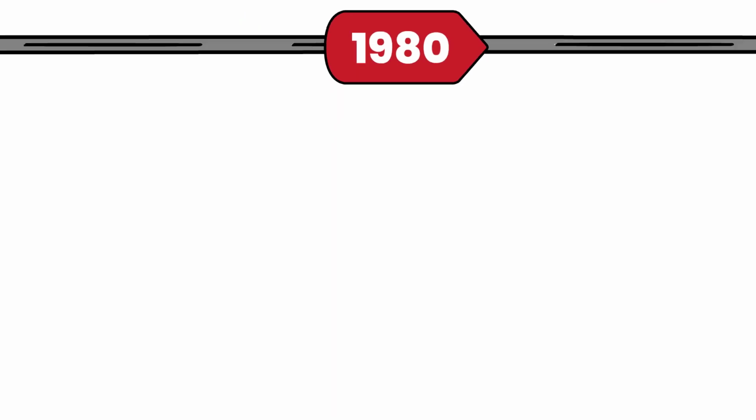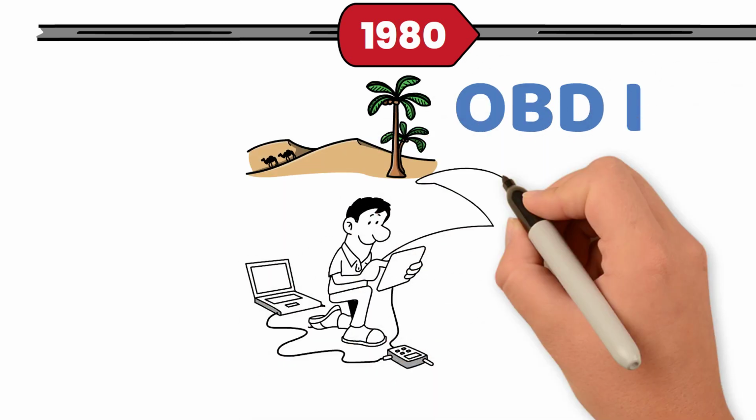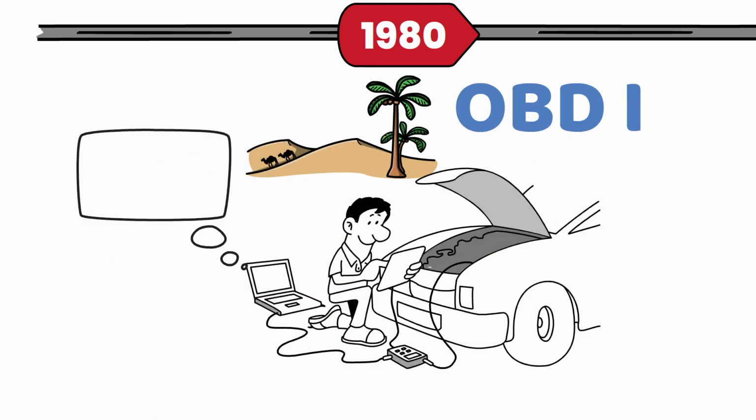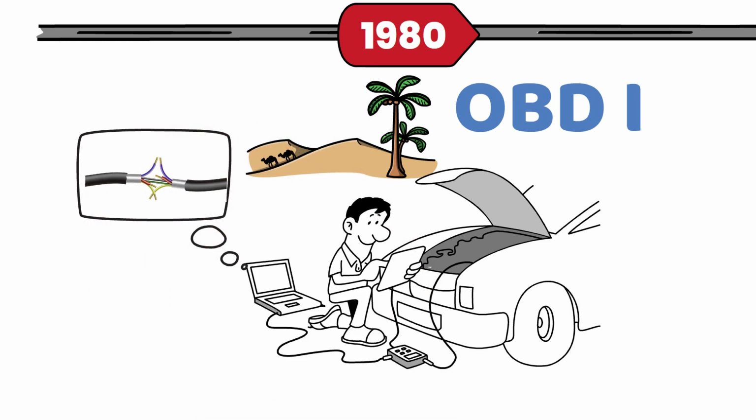Initially introduced in the 1980s, OBDI was the first generation of on-board diagnostics. Its primary purpose was to identify electrical failures in sensor inputs, including problems like open or short circuits.